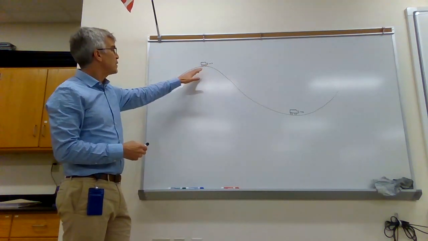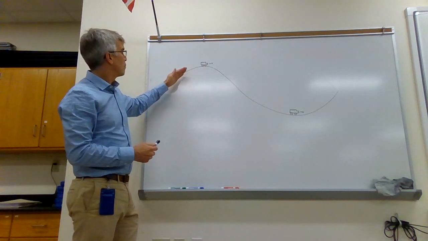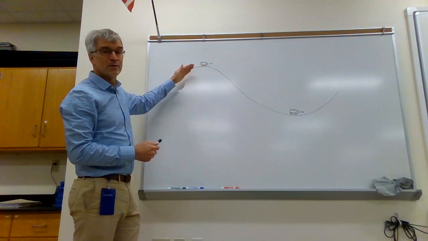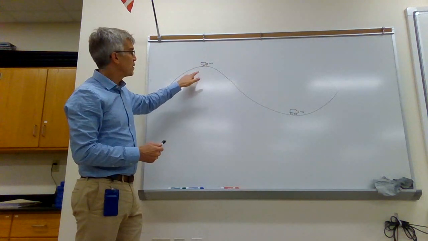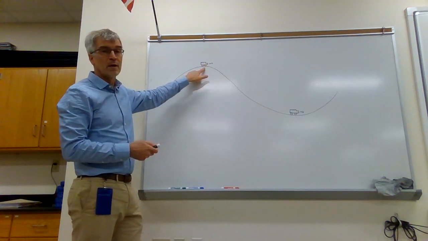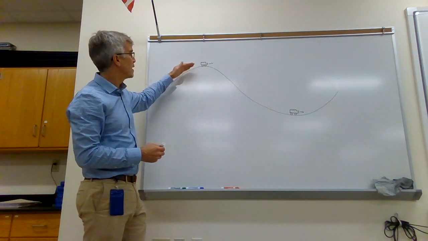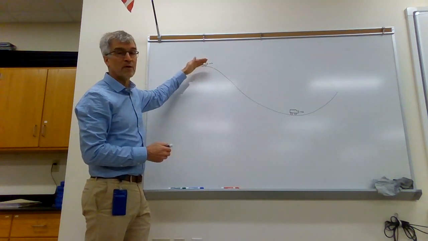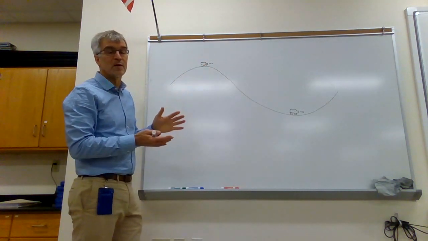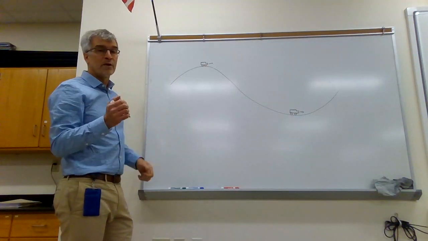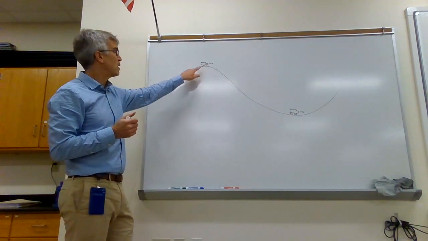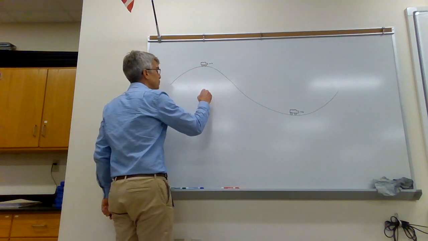Now, when this car is going up the hill, it has a natural tendency to keep going up. So when it gets to the top of the hill, the normal force is going to decrease because the car has that natural tendency to keep moving up. The road doesn't keep going up, so they lose a little bit of contact.